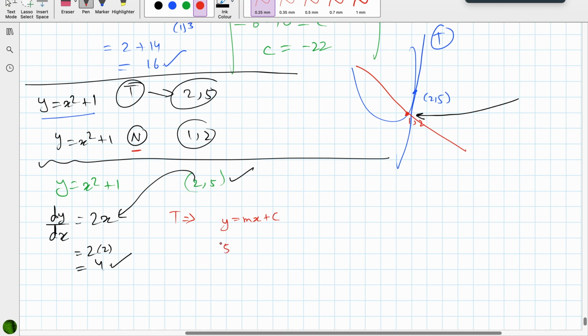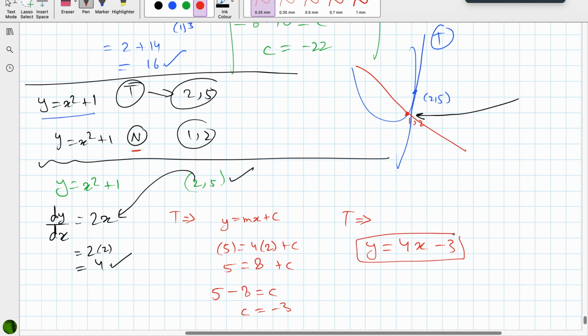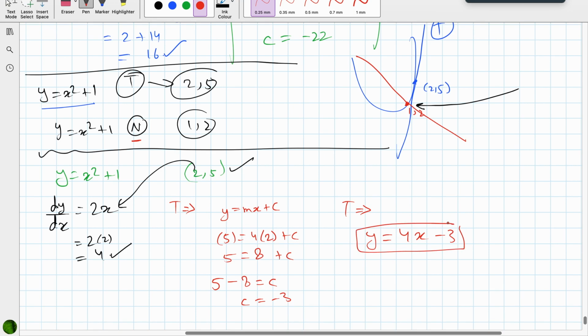Y is given, which is 5, gradient is 4, x is 2, and 5 equals 8 plus c. 5 minus 8 is equal to c. C is equal to minus 3. So the equation of tangent is y equals 4x minus 3. This is the equation of tangent. Now I'm going for the equation of normal.